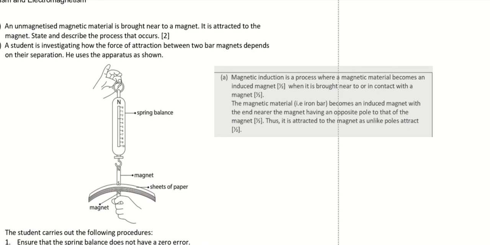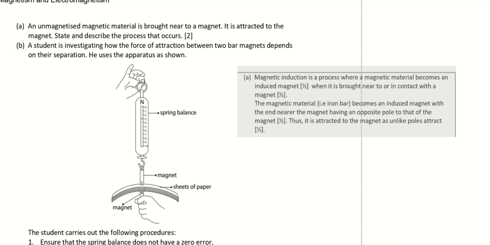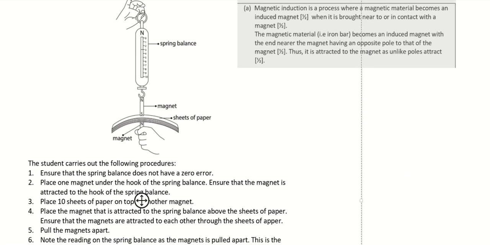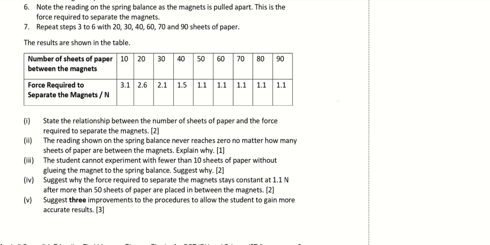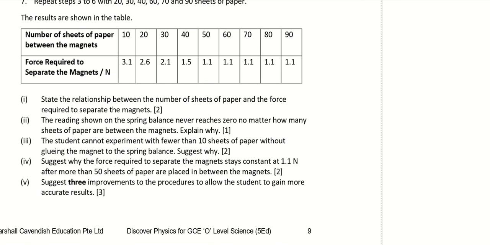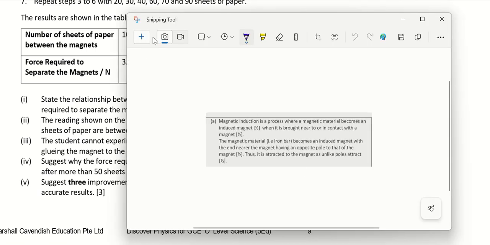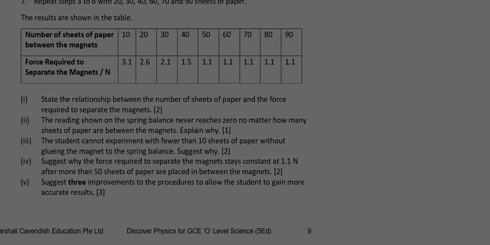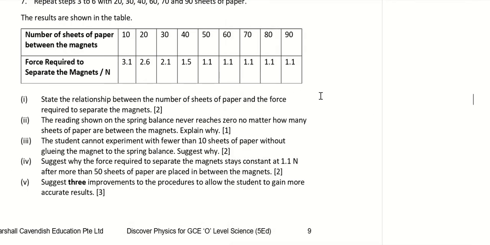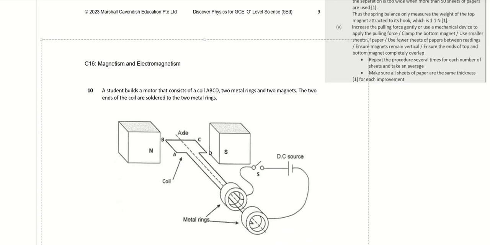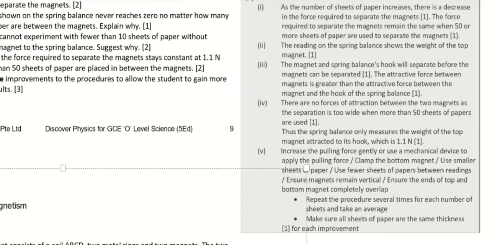Okay, so don't forget our magnetic induction. And for part B, a student is investigating how the force of attraction depends on their separation. He uses the apparatus as shown. Alright, so these are the procedures. State the relationship between the number of sheets and the force required to separate the magnets. Okay, I'll just copy and paste this answer. Okay, you can take a look at this answer.